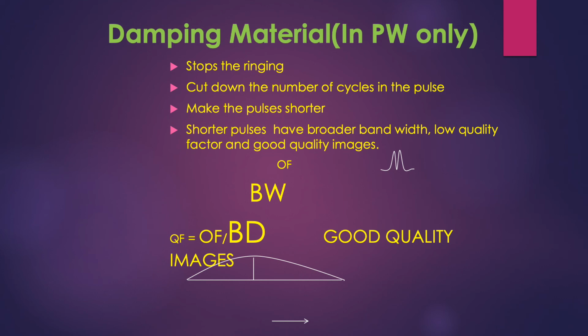So how short will the pulse be? Only 2 to 3 cycles. So a shorter pulse will have a very broad bandwidth. You see here, if I'm dividing the operating frequency by this huge bandwidth, I get a very small quality factor and very good quality images.